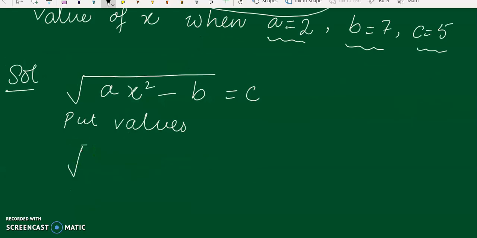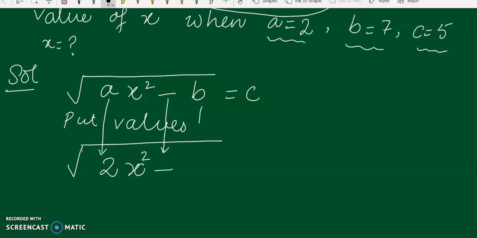Now what we will do is square root को ऐसे लिखा. Now a की जगह पे हम लिखेंगे 2. In place of x we will write nothing क्योंकि we need to find x. Means हम इसमें कोई वैल्यू नहीं पुट करेंगे बल्कि x स्क्वायर को as it is रहने देंगे. Then negative sign as it is. Then in place of b we will write b is equal to 7. This is equal to c. So c की जगह पे हम लिखेंगे 5. The values which are already given in the question.